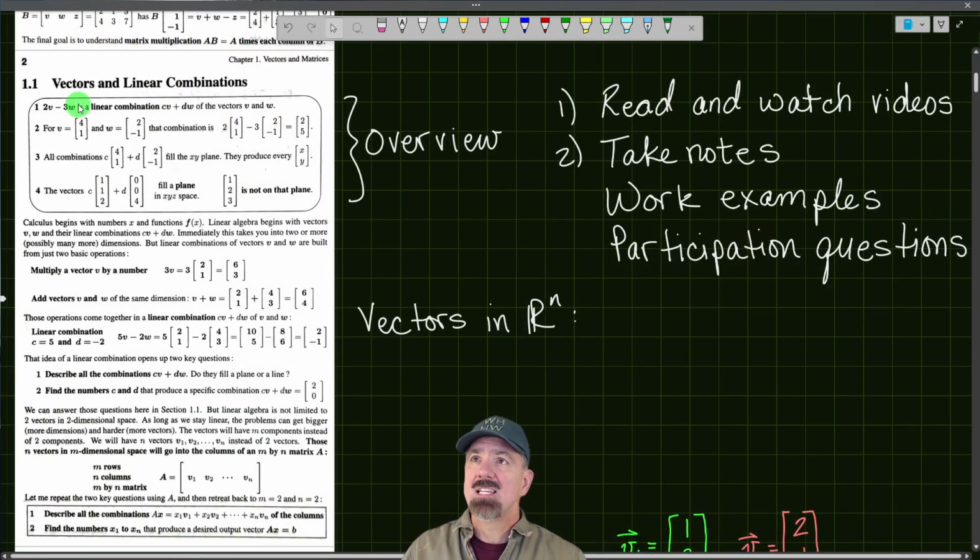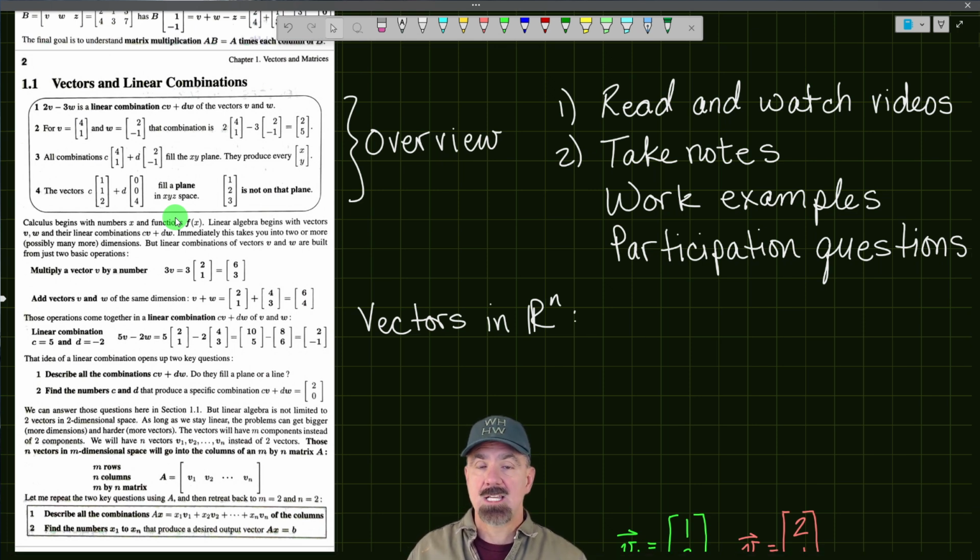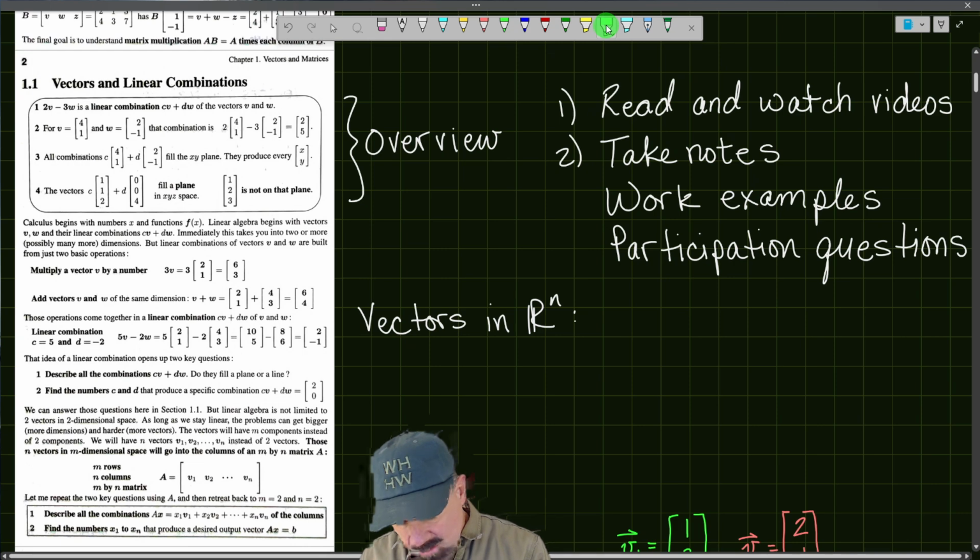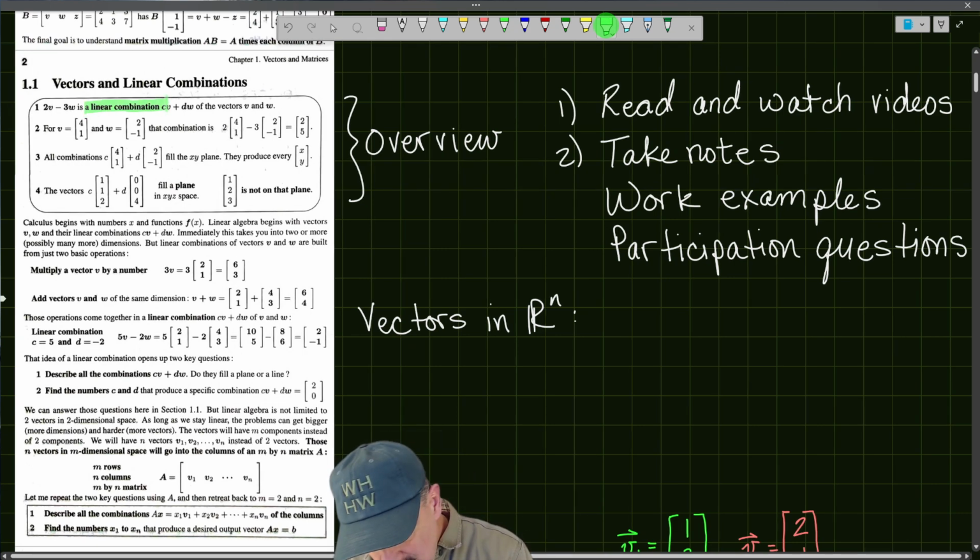So in section 1.1 here, this is one thing that Strang includes throughout his text. Each section has an overview of the things we're going to talk about, which is great. This is the standard way of doing any presentation, where we tell people what we're going to tell them, and then we provide them with details. And we will spend time looking at these things. So he talks about linear combination. He gives us an example.